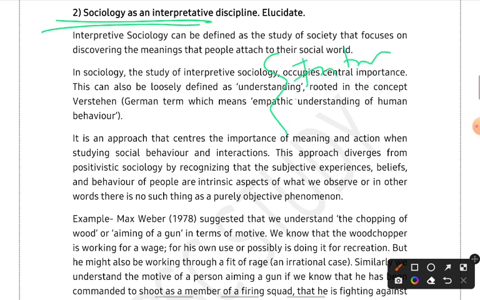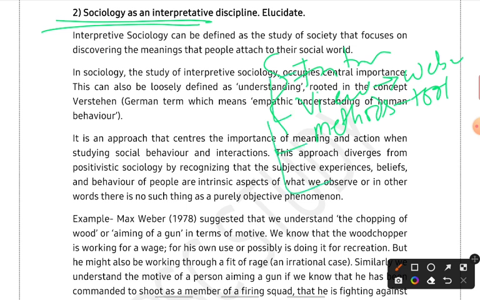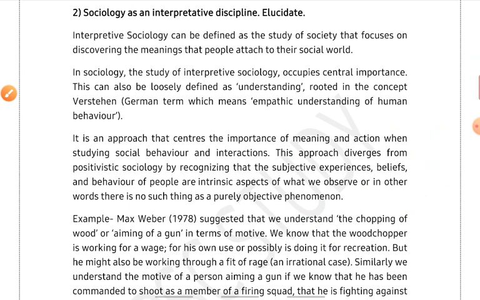Then the view of the thinker, the major propounder, Weber. His method, the tools that he suggested in order to study this interpretative discipline. Then the interpretative view, methods, then differences, how it is different from other sociological approaches, and then you will try to conclude it. Right, this will be your structure.